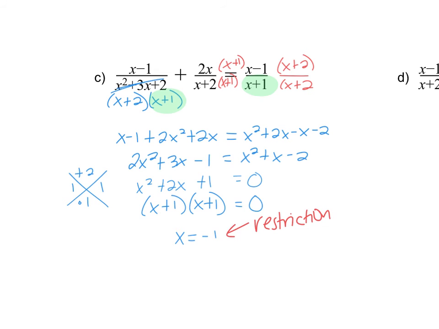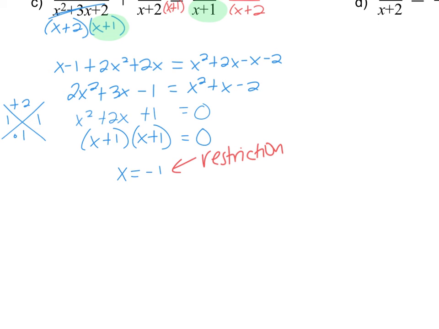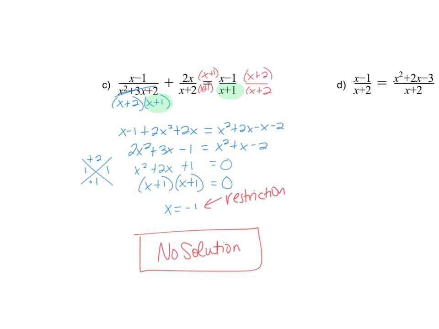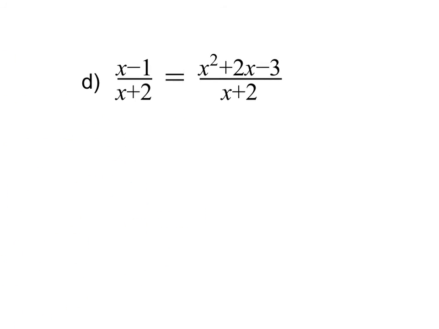Okay, so since there are no other solutions, like on the last one we had 2, since there's not another solution, and that one solution that we thought could be it is a restriction, then the answer is no solutions. So there are no numbers in the entire universe that would make that equation true.